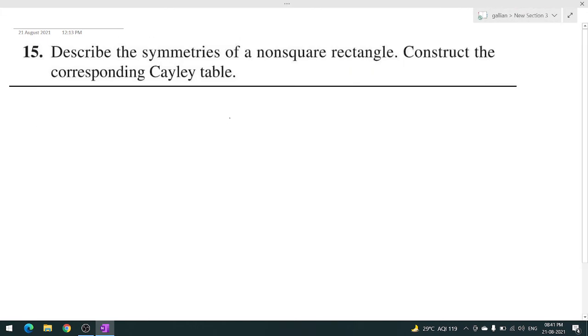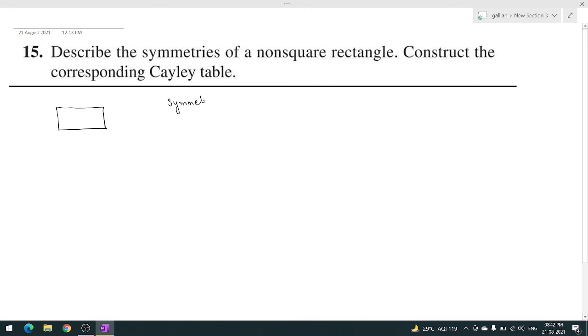Okay, so the last question is number 15. Describe the symmetries of a non-square rectangle. So what is a non-square rectangle? You have to take a rectangle, but it should not be a square, because every square is a rectangle. So we have to consider only that rectangle which is not a square. So for that, we first have to find the symmetries. So what will be the symmetries?